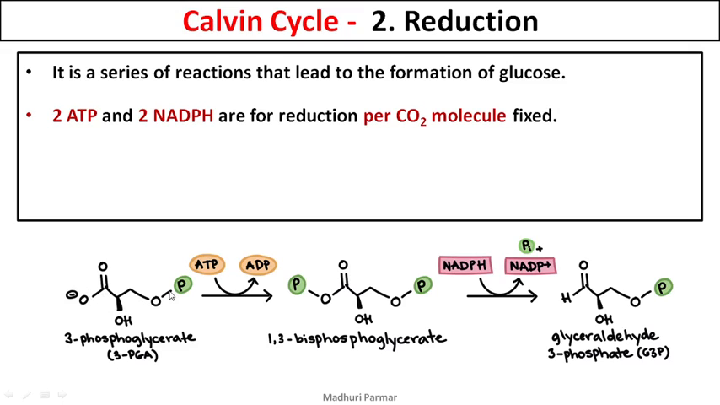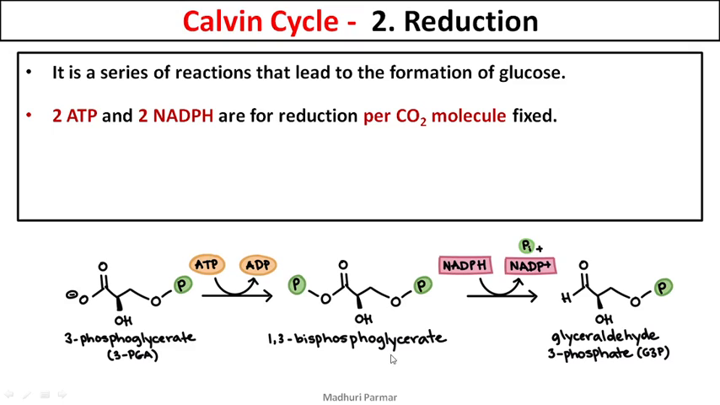For this 3-phosphoglycerate, there will be addition of one more phosphate on the carboxylic acid end. So one ATP is used for one 3-phosphoglycerate. This ATP will donate its phosphate and become ADP. So now you can see there are two phosphate molecules attached. So this forms 1,3-bisphosphoglycerate. Clear? From 3-phosphoglycerate, now you have 1,3-bisphosphoglycerate.